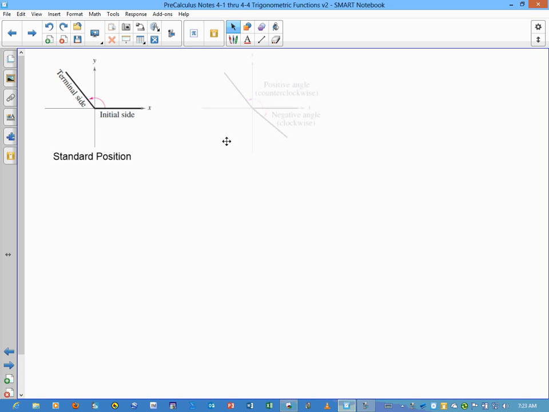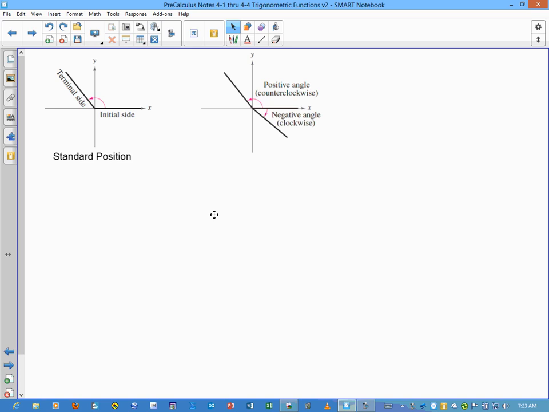Now, if the angle opens up in a counterclockwise motion, then that would be a positive angle. If it opens up in a clockwise motion, that would be a negative angle. So we're now being able to use a directional component with our angles as well.